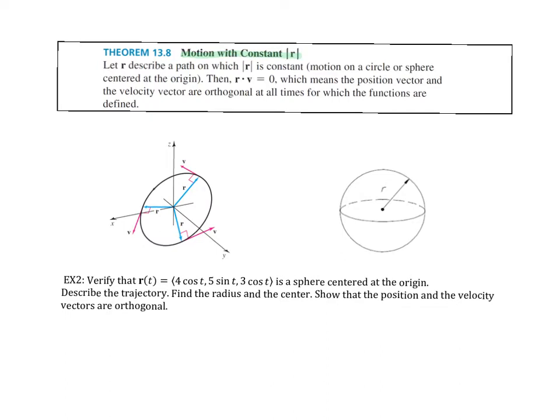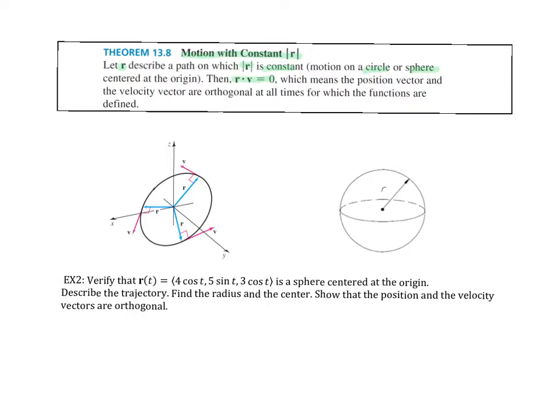where the magnitude of r is a constant number. So r is going to describe a path where its magnitude is constant. So this is going to be motion on a circle or a sphere. So when we take r dotted with velocity, we're going to get 0.